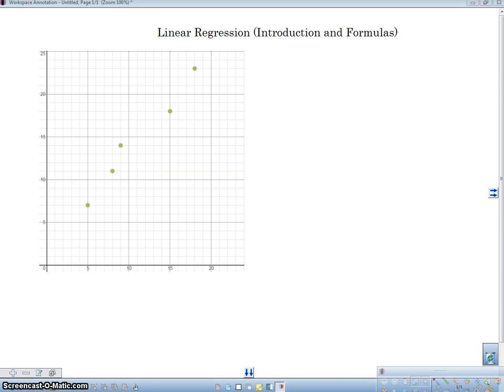No bells and whistles on this one. I just want to give you a straight up video here on linear regression, and this is a basic introduction of linear regression, including the formulas that we use. None of this will be really in context, but later on, in another video, or when we get doing this in class, we definitely want to do this stuff in context.